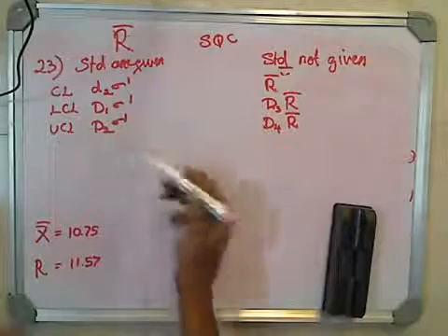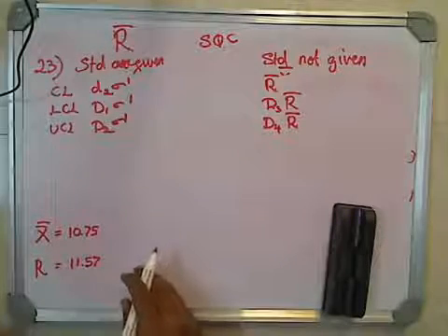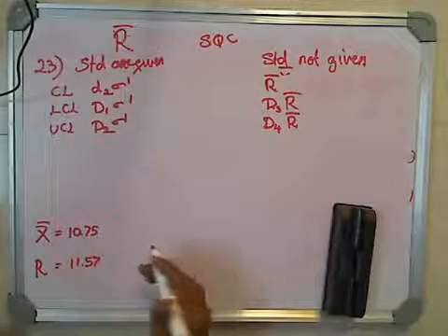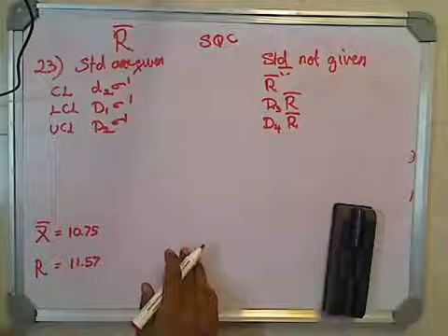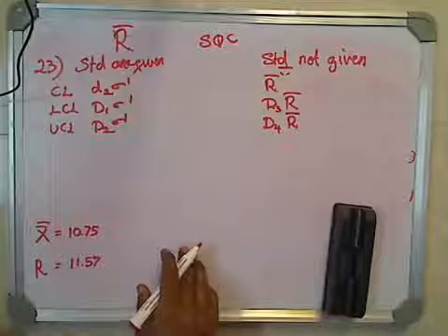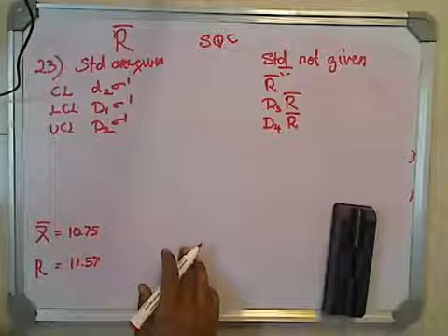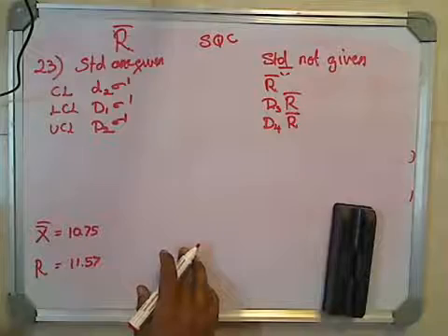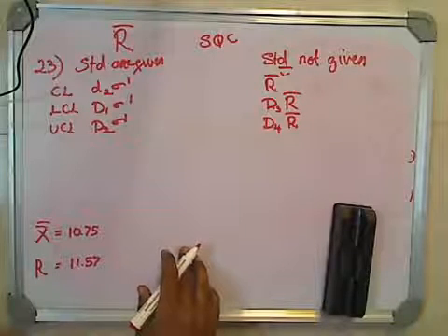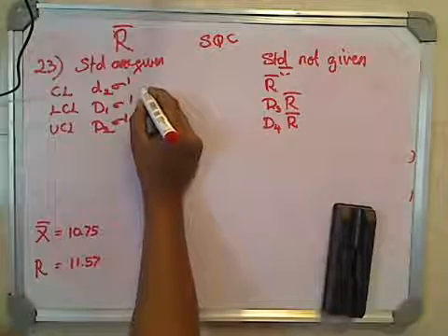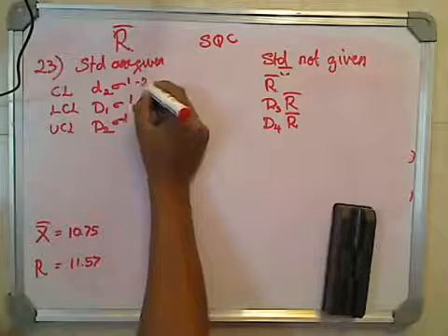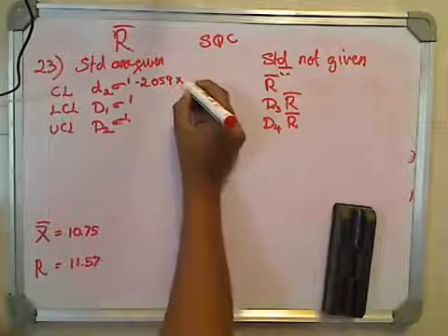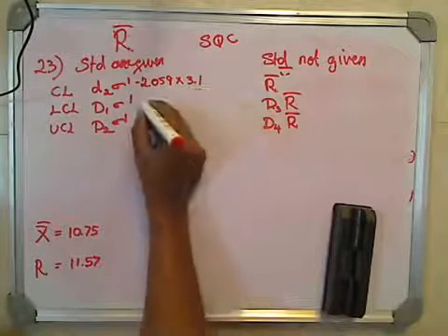Now again, D2 here happens to be a constant, so this is not something difficult to find because it's already there in the book. Like I said, you need to memorize these values, and they may not be mentioned in the question paper. So the only way you can remember them is by memorizing them. Now, as per the book, D2 here is 2.059, multiplied by the standard deviation, which is 3.1.